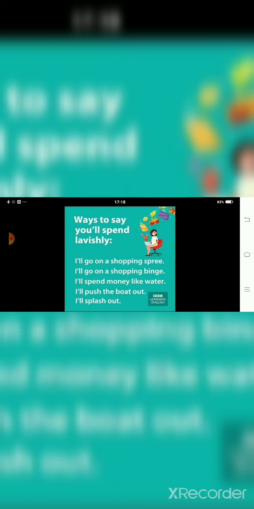Ways to say you will spend lavishly. I will go on a shopping spree. I will go on a shopping binge. I will spend money like water. I will push the boat out. I will splash out. It means when you are free to shop anything.